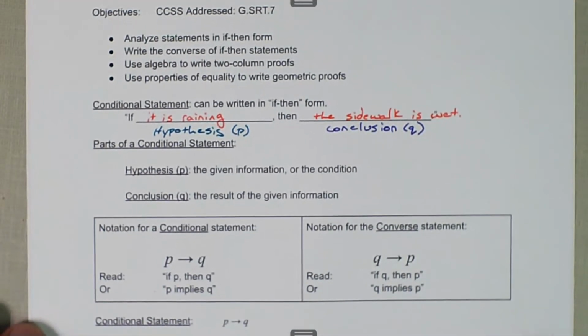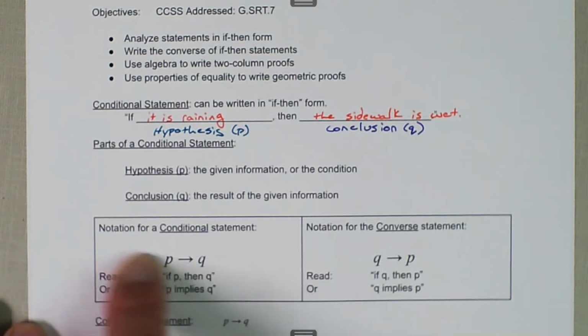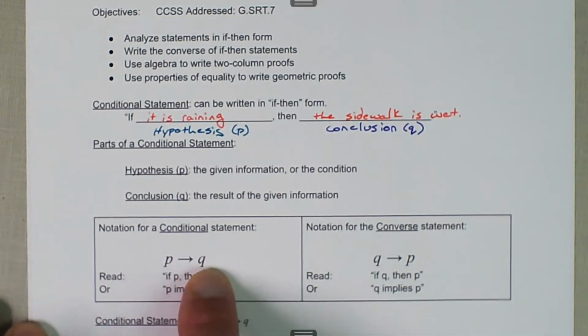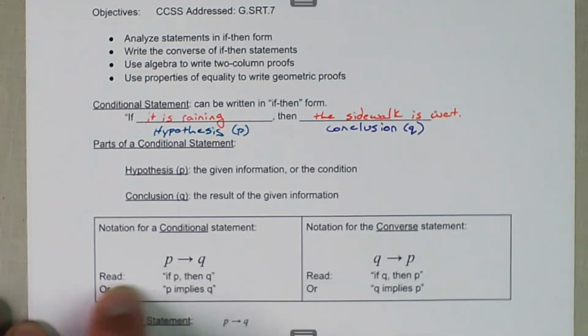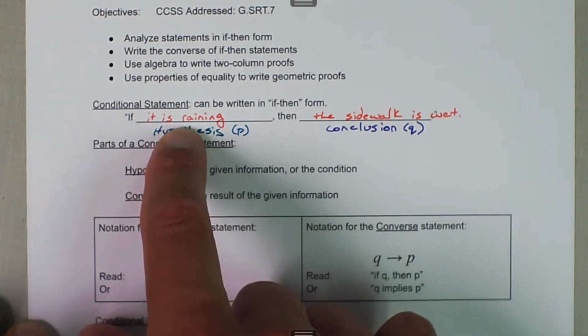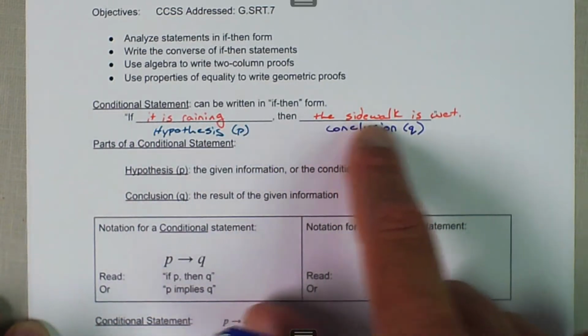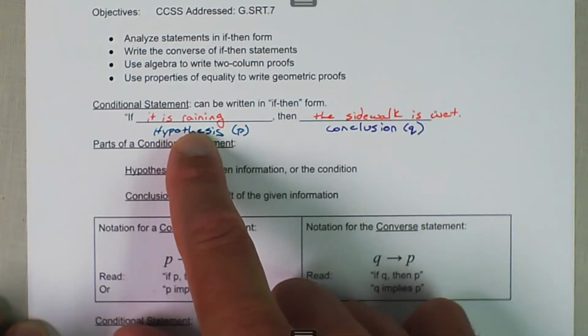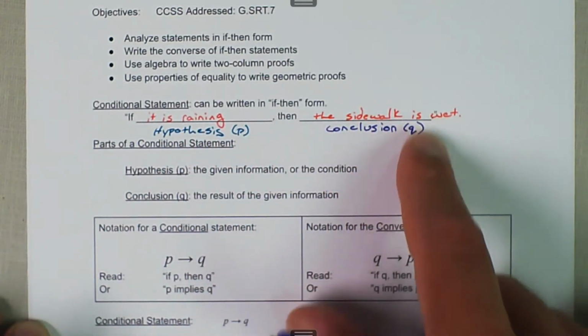So here, we talked about the P and Q. The notation for the conditional statement is we go straight forward, and it says P arrow Q, and you can read it one of two ways. One of them is if P, then Q, or you could also read it as P implies Q. Raining outside implies the sidewalk is wet. If it is raining, then the sidewalk is wet.